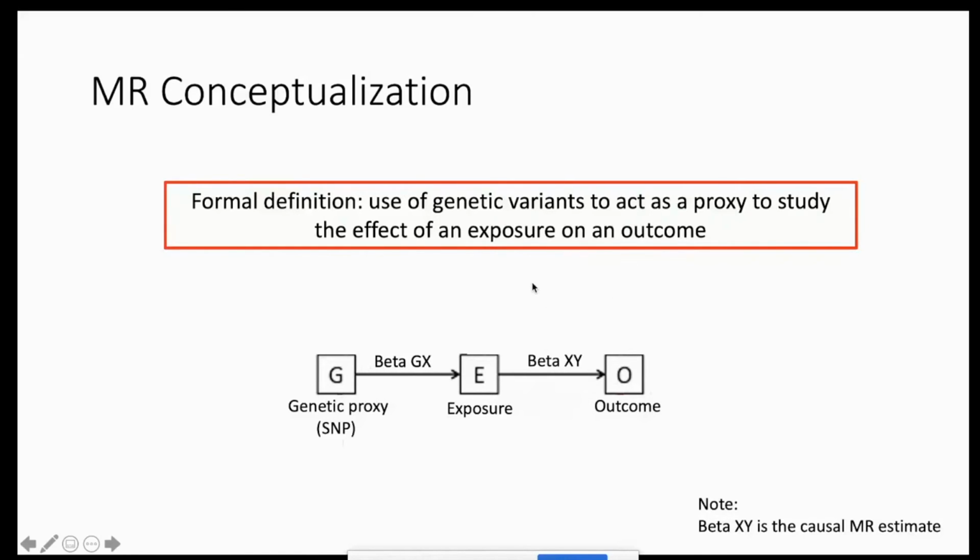Specifically then, if we are looking at the causal estimate, we're looking at, well, what is the association between the exposure and the outcome? This beta XY here is known as a causal MR estimate, and that shows the association between the exposure and the outcome as causal. And that's if the assumptions of Mendelian randomization hold, then that would be the causal Mendelian randomization estimate.